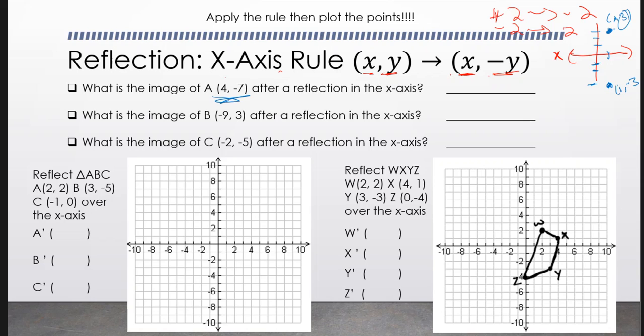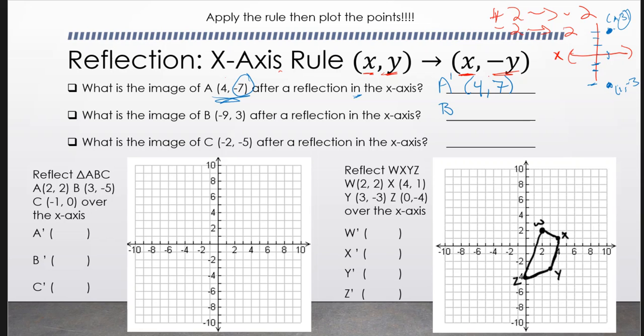It says, what is the image of A at the reflection in the x-axis? So again, we're going to say it's A prime. And if it's a reflection, this is the verbiage they use. I normally say over, but in most of the geometry word problems, it will say in the x-axis. So for this, the 4 stays the same, and then again, the y value changes sign. So it'll be 4, 7.